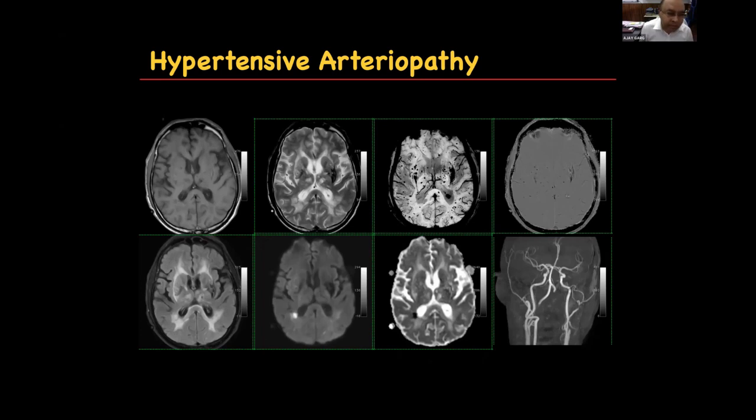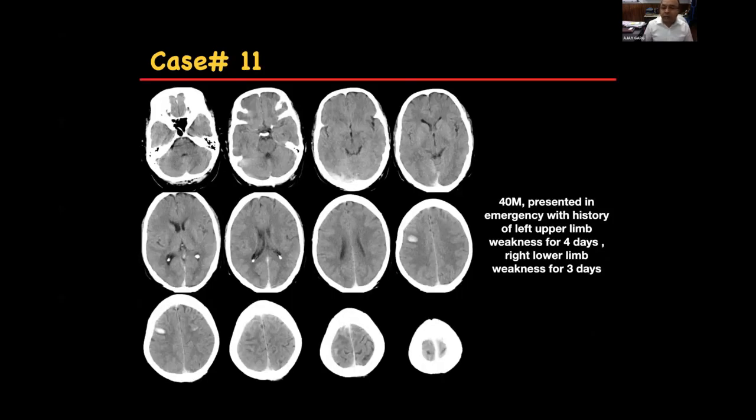Let's look at this case. This is a 40-year-old male presented in emergency with left upper limb weakness for 4 days and right lower limb weakness for 3 days. And what we see is an area of focal hemorrhage. Whenever you see a case of hemorrhage on NCCT, look for whether this hemorrhage is single or multiple. Like in this case, the hemorrhage is seen on the right side, plus a focal area of hemorrhage is also seen on the left side. So this is a case of multifocal hemorrhage.